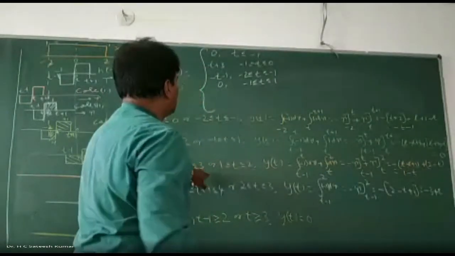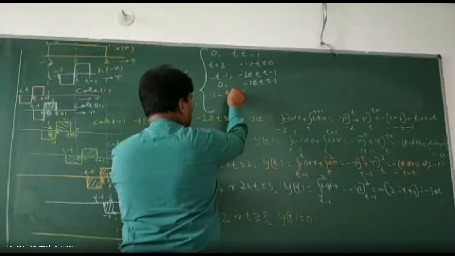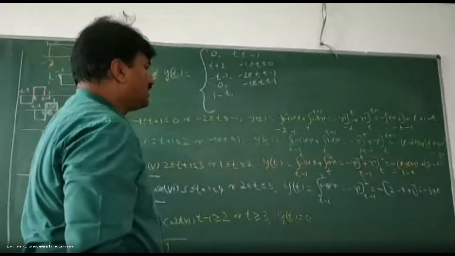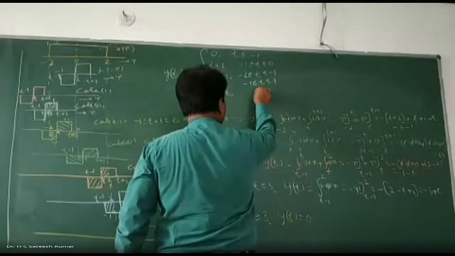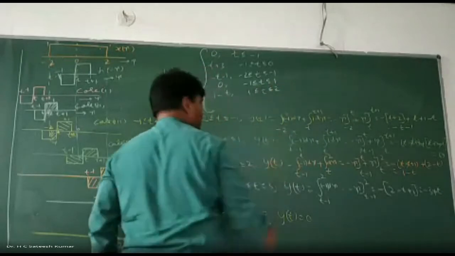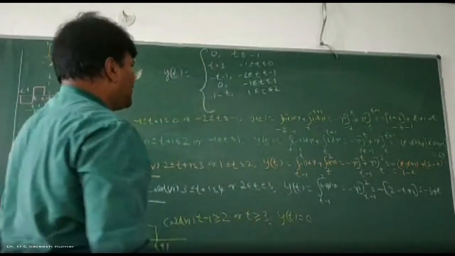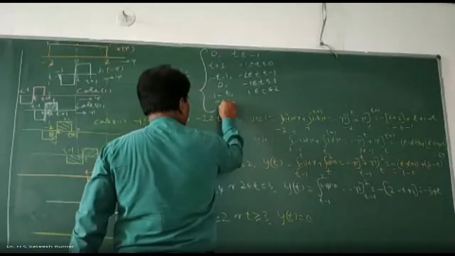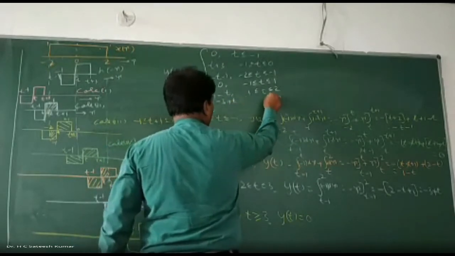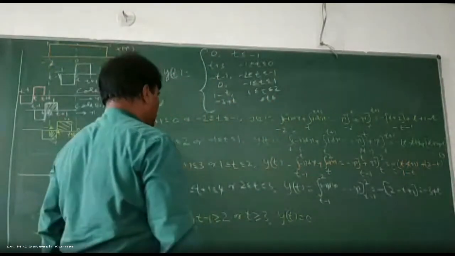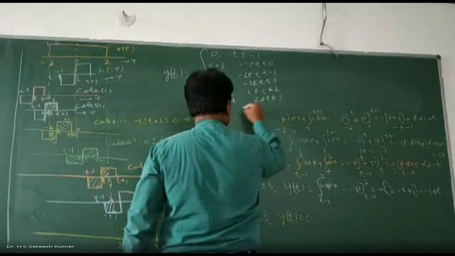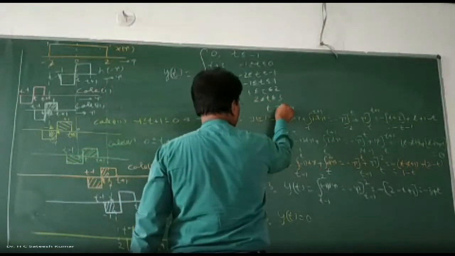Okay, next one is 1 minus t, for t lies between 1 to 2. And y is equal to -3 plus t for t lies between 2 to 3, and y is equal to 0 for t greater than or equal to 3.